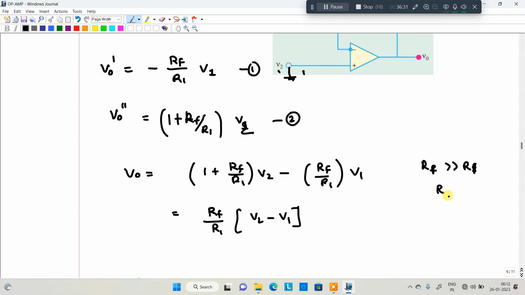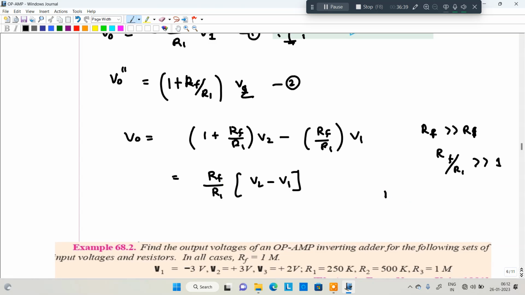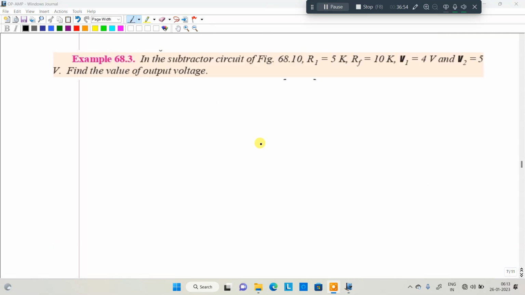is very much greater than R1. That means Rf by R1 is very much greater than 1, and we can neglect this particular one. So finally, Rf is equal to R1, and V0 is equal to the difference of inputs, V2 minus V1. Okay, that is the explanation of the subtractor. Next we are moving to the example problem.